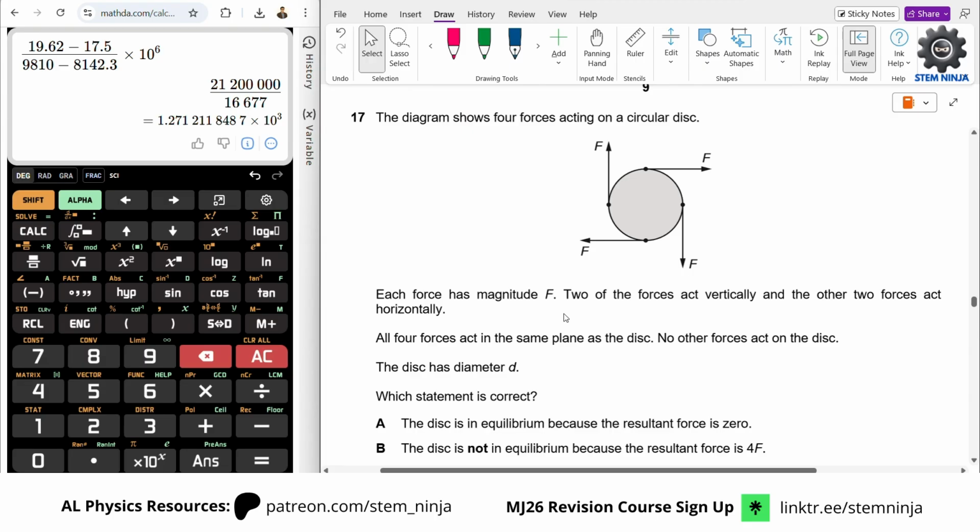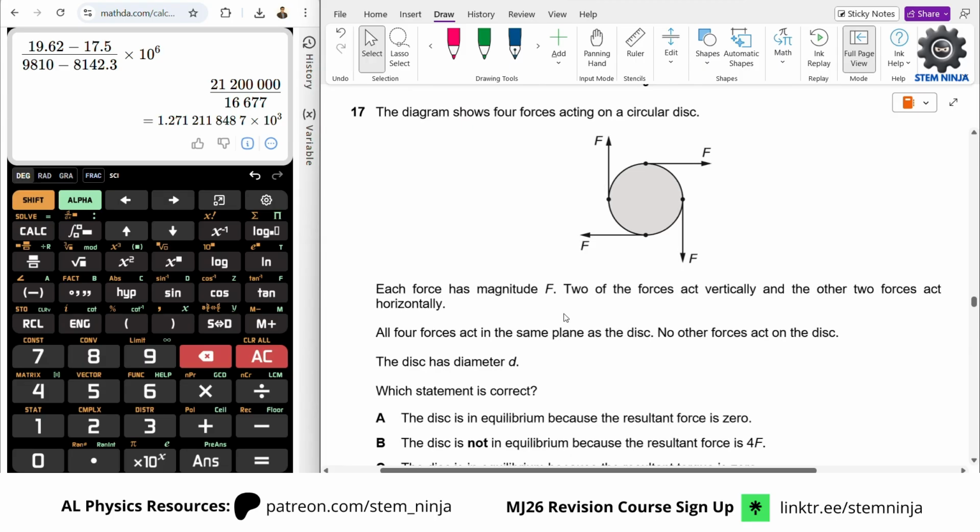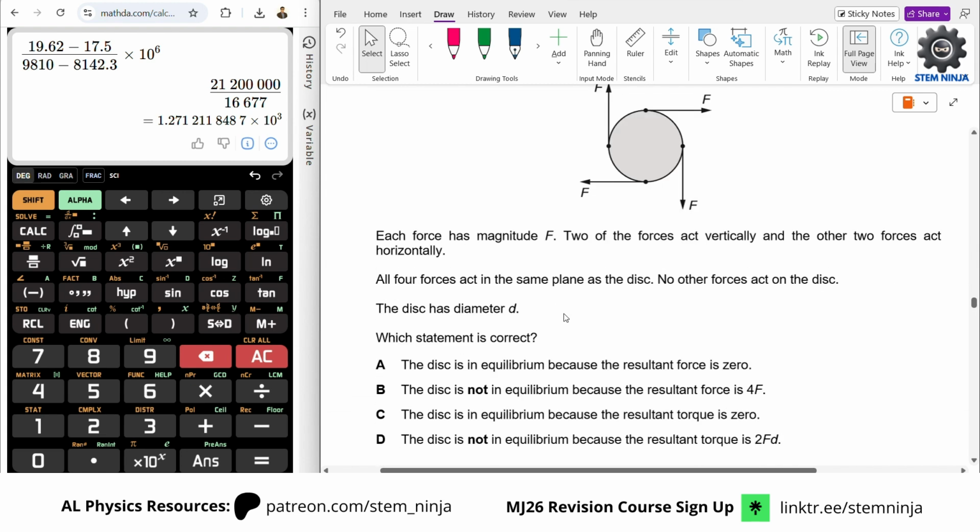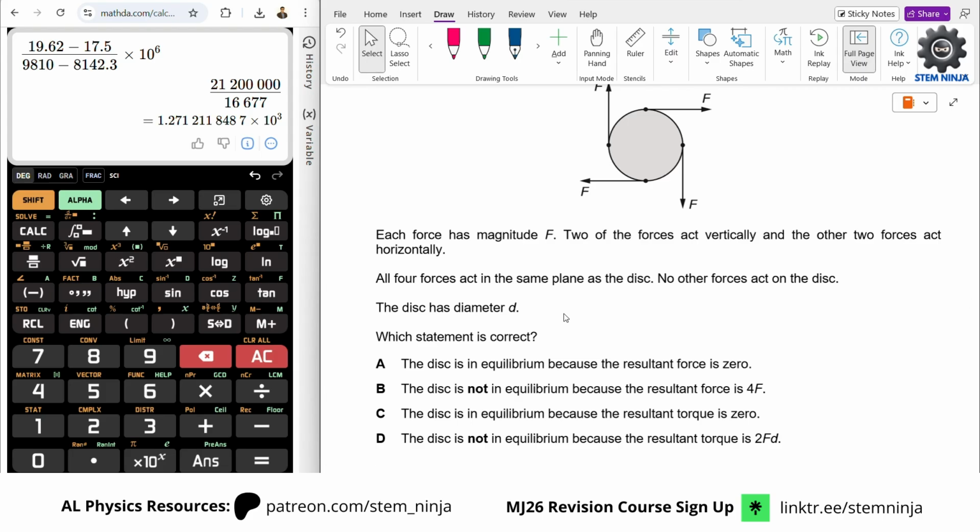The diagram shows four forces acting on a circular disk. Each force has magnitude F. Two of the forces act vertically and two other forces act horizontally. All forces act in the same plane as the disk. No other forces act on the disk. The disk has diameter d. Which statement is correct? The disk is in equilibrium because the resultant force is 0.